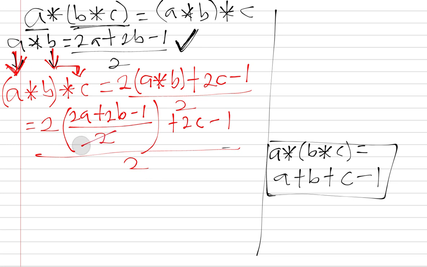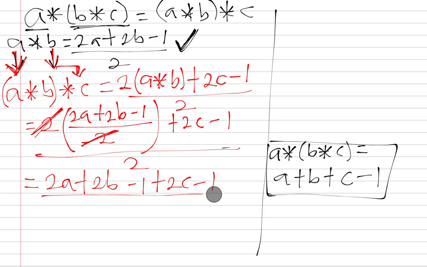So 2 here can cancel these 2 out. You can see that I'm not coming down. It is only because they are separated by multiplication. That's why they can cancel out. So 2 cancel 2. So what will you be left with? You'll be left with what? 2A plus what? 2B minus 1. Then plus what? 2C. Then what? Minus 1. All over what? All over 2. Are you seeing that now?